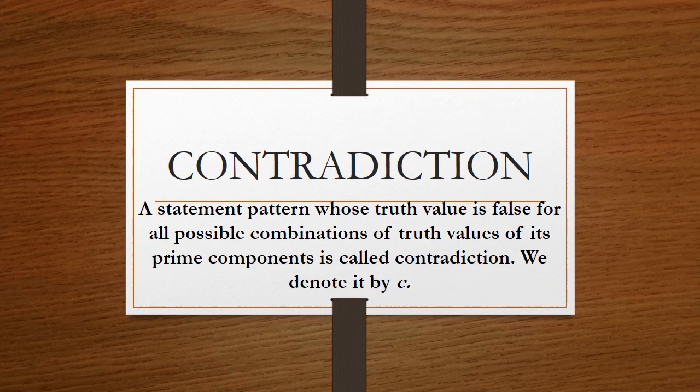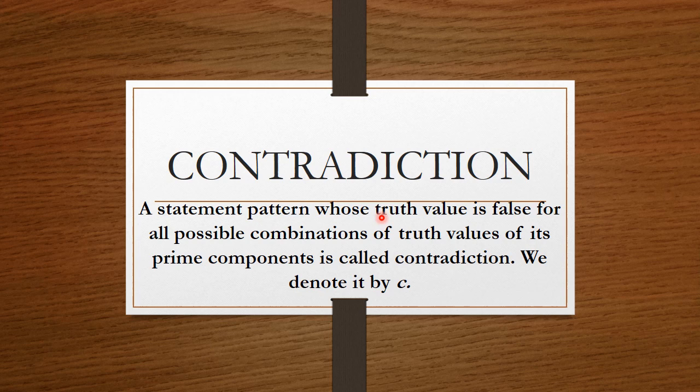Contradiction. Okay, so let's see the definition. A statement pattern whose truth value is false for all possible combinations of truth values of its prime components is called a contradiction. Okay, this we already discussed before. So now here it is something similar. Truth value is false for all possible combinations.